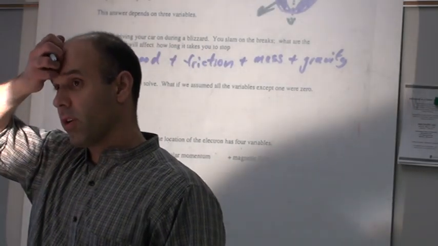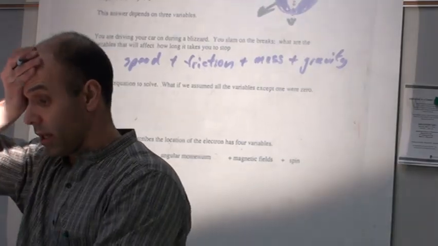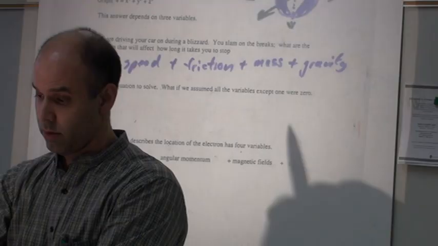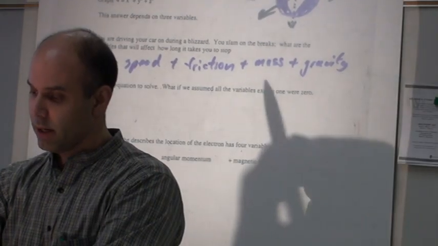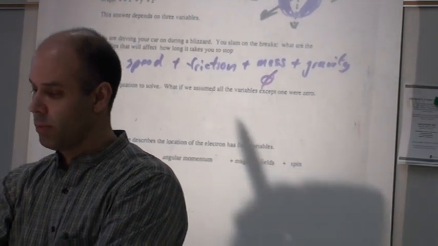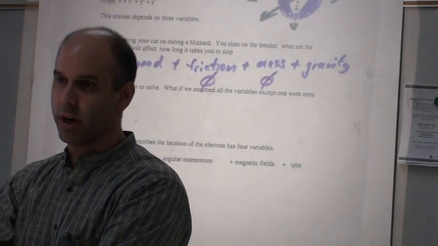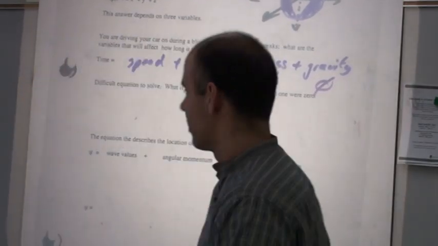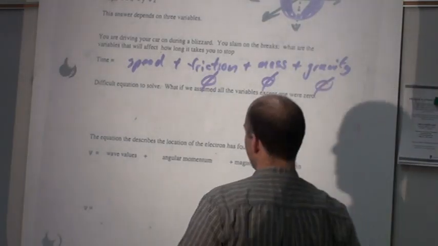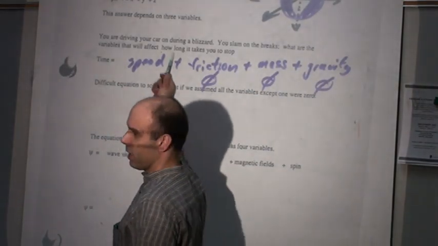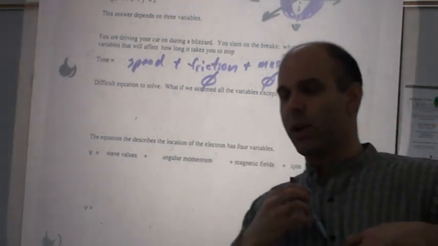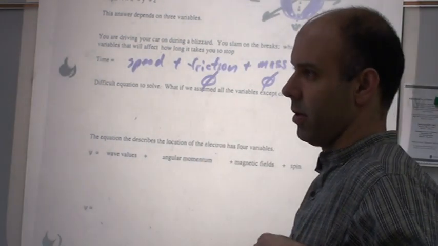So when we have difficult problems to solve, we do things like this. We pretend that values are 0. We pretend that the car has no mass. We pretend that there is no friction. We pretend that gravity is not operating. And so then the time it takes for a car to stop will only depend on what? The speed. Now, that's not realistic, but it makes the math simpler.